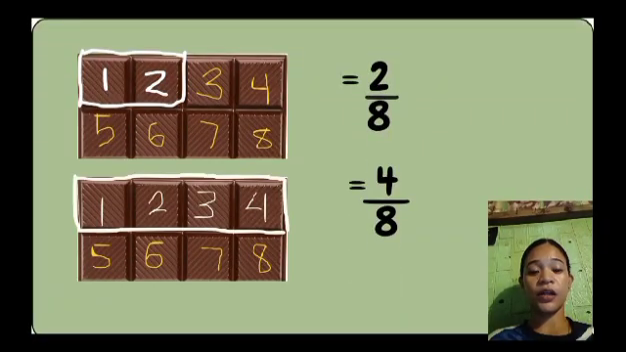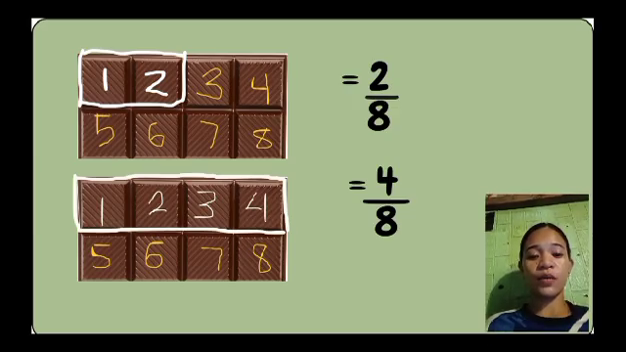Let's have another example. I have here a chocolate bar which is divided into 8 parts. If I'm going to take away 2 parts, the fraction becomes 2 over 8. If I'm going to take away 4 parts of the chocolate bar, it becomes 4 over 8.